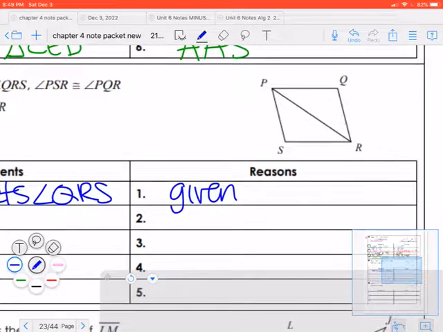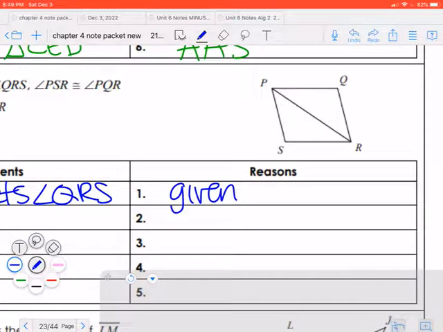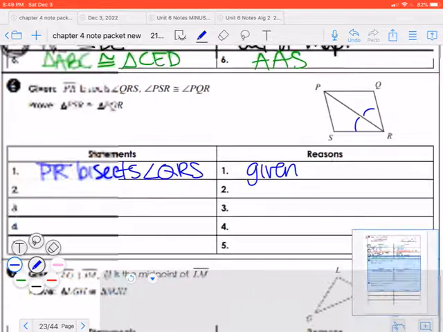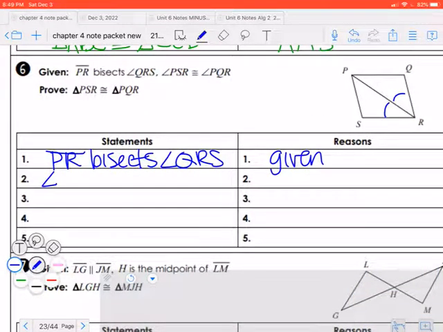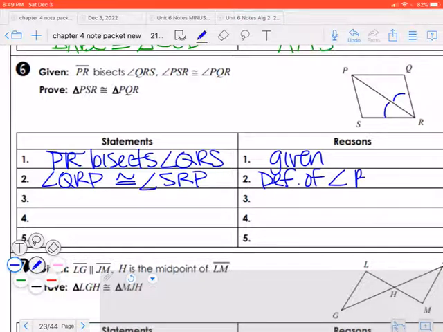And so hopefully you guys have clued into what we would say next now. When they give you an angle bisector, you say that the two angles are congruent. So I've got to name those. That would be angle QRP is congruent to angle SRP. And the reason is the definition of angle bisector.